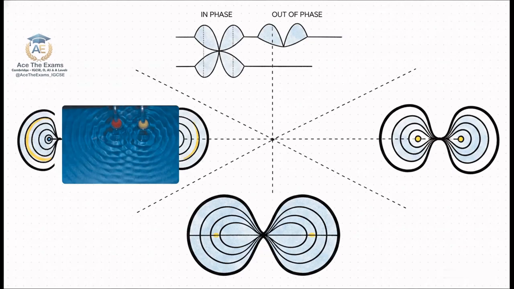But if a crest from one wave arrives at the exact same time as a trough from another wave, they perfectly cancel each other out. It leaves the water completely flat and undisturbed. You can actually see these distinct, blurred lines of flat water radiating outward in the interference pattern right here.